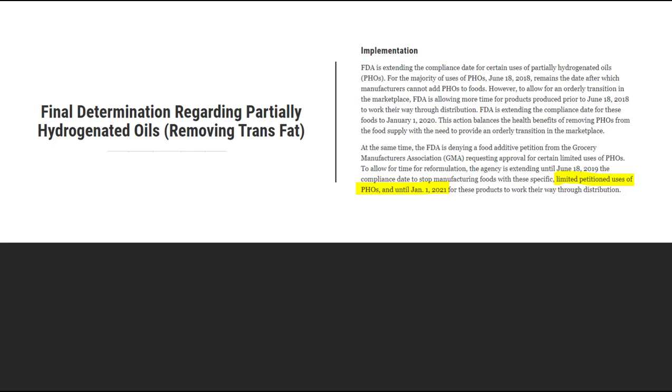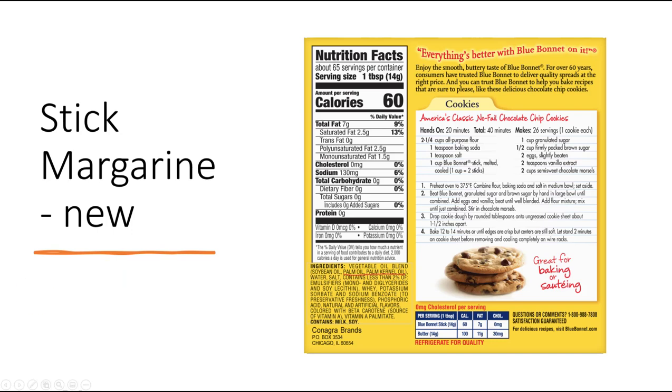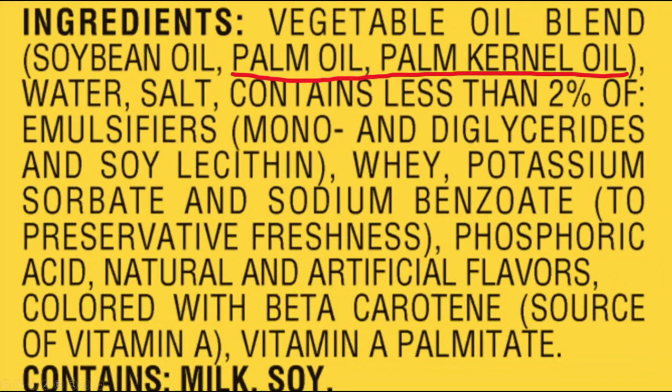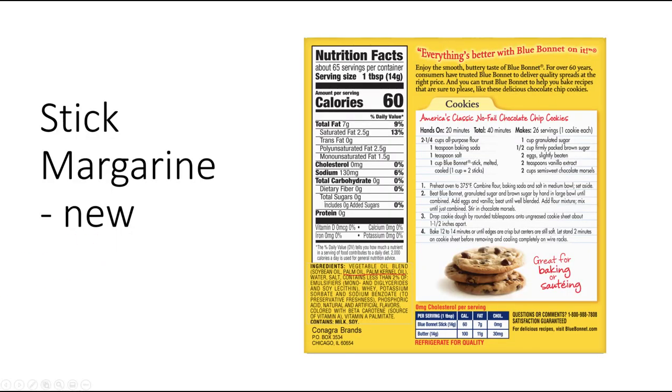So what does this mean for products like stick margarine and shortening that were the worst offenders? They reconfigured their recipes to use various blends of naturally unsaturated and saturated oils to create the same consistency they had with the PHOs. The 3 oils that are saturated include palm, palm kernel, and coconut. You can see on this new stick margarine that they use soybean oil, which is unsaturated, with palm and palm kernel oil, which are both saturated. The result on the nutrition facts is 0 grams trans fat and 2.5 grams saturated.